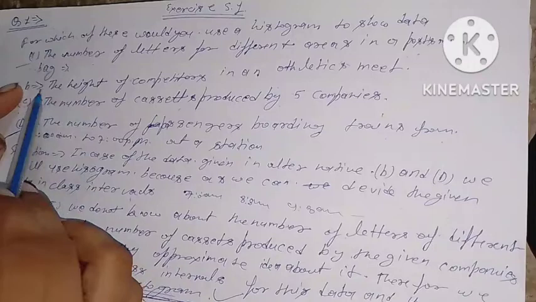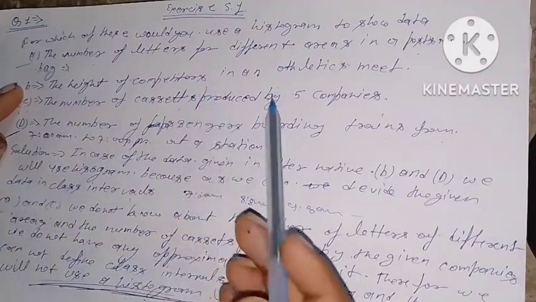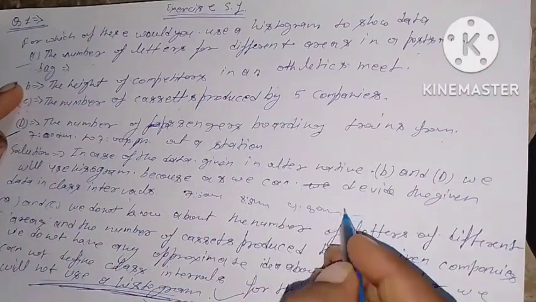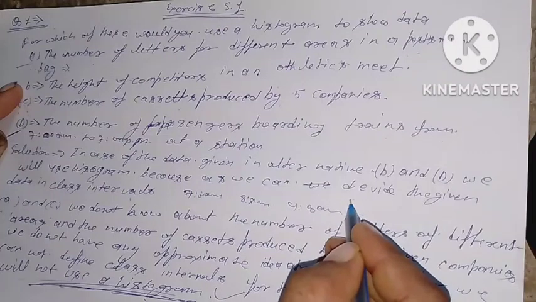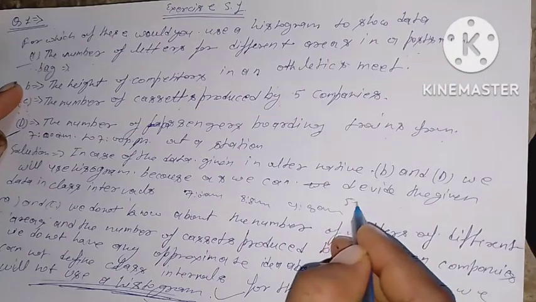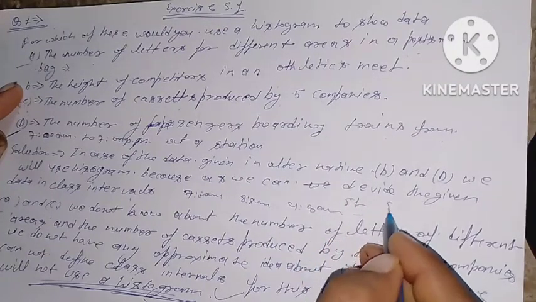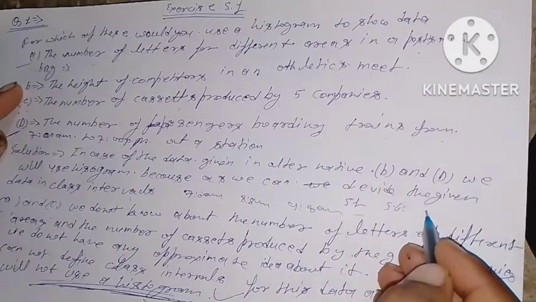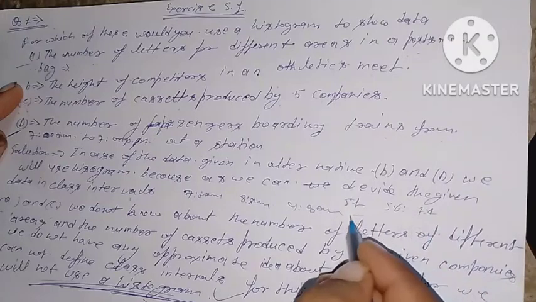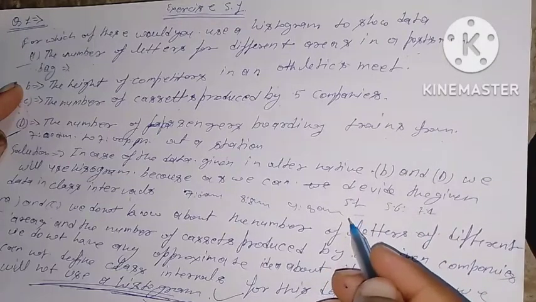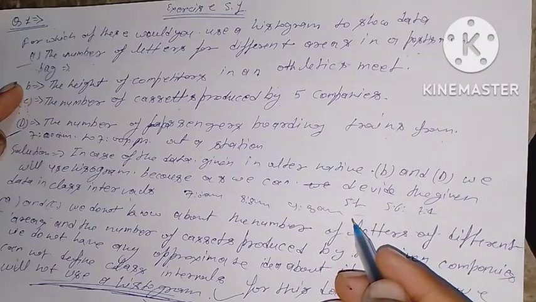In question B, the height of competitors in an athletics: some athletes are 5 feet, some 5.6 feet, some 7.4 feet. So we can distribute the data into different types.